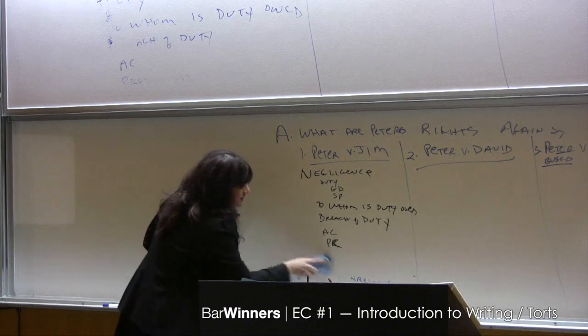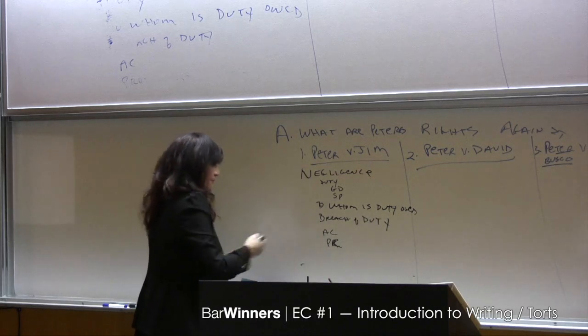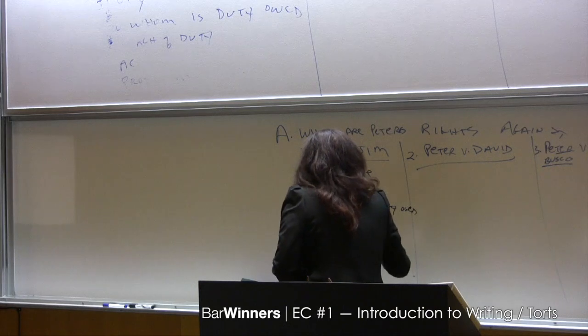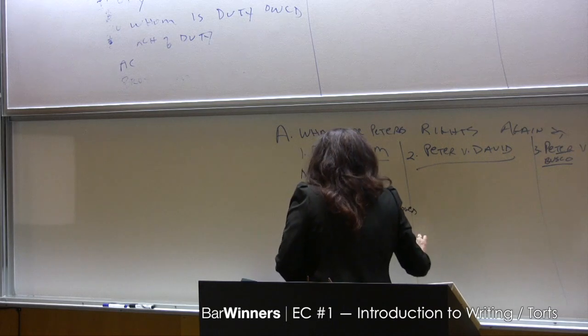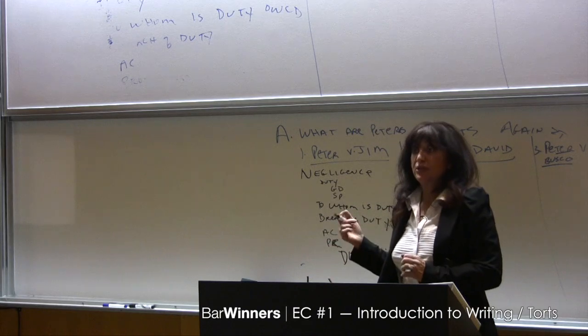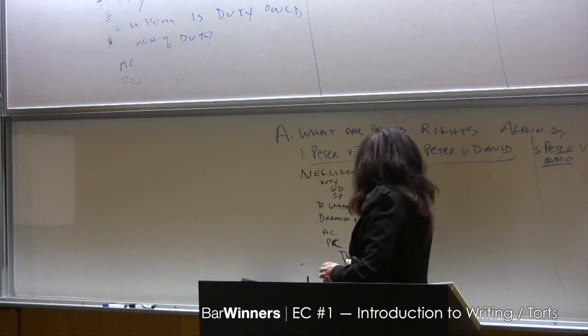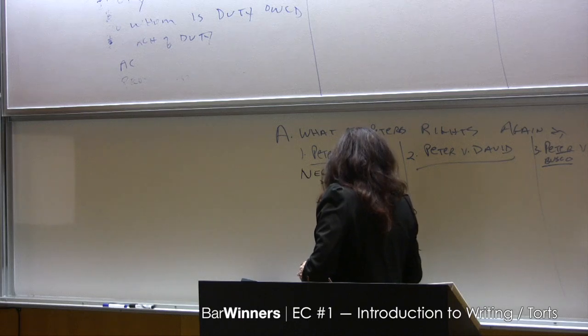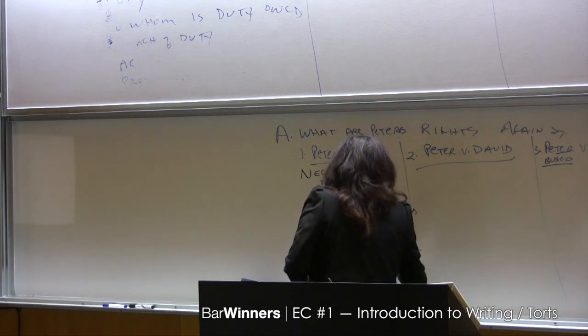Under proximate cause, my heading would be direct versus indirect. Causation here is indirect because there's an intervening act. My next heading would be dependent versus independent.